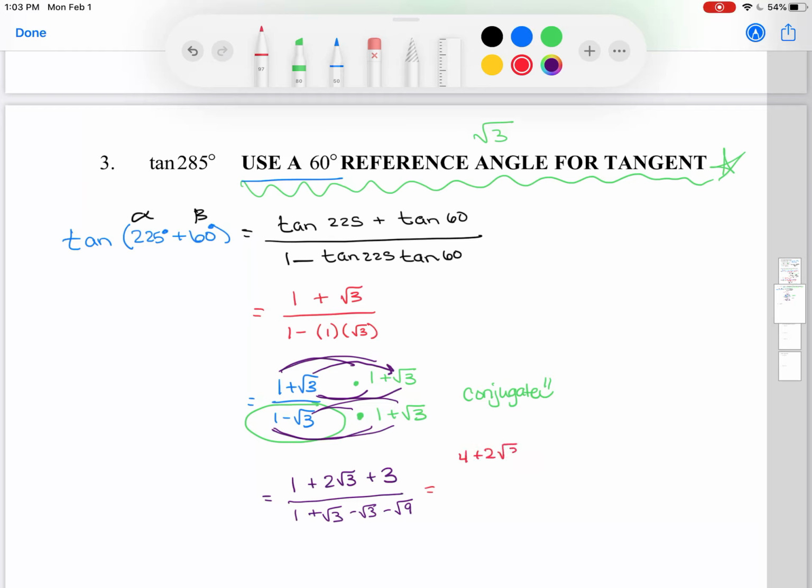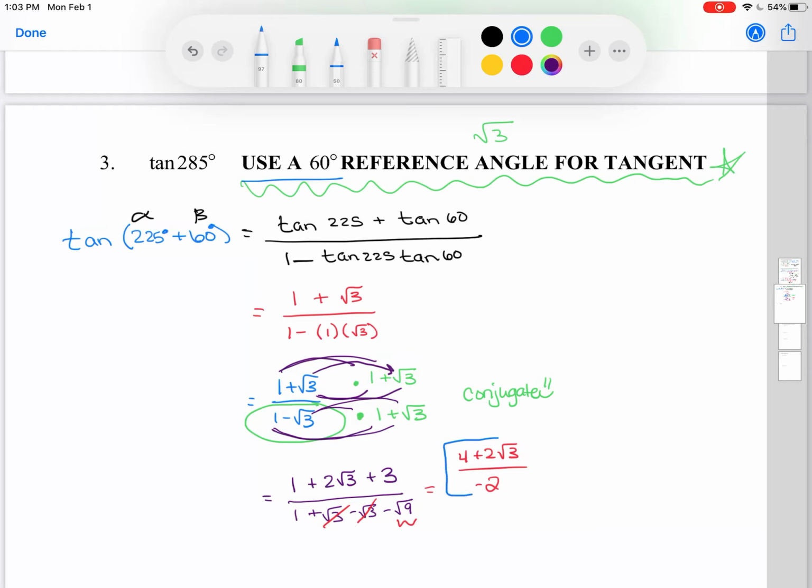Simplify the numerator here. I can combine that 1 and 3 to give me a 4 plus 2 root 3. Denominator, my root 3's are going to cancel with each other. And the square root of 9 will give me a 3. But I still have that negative in front. So now I'm looking at negative 2. When I simplify.